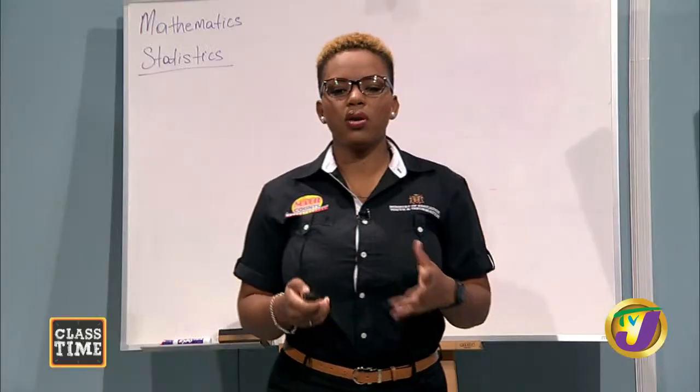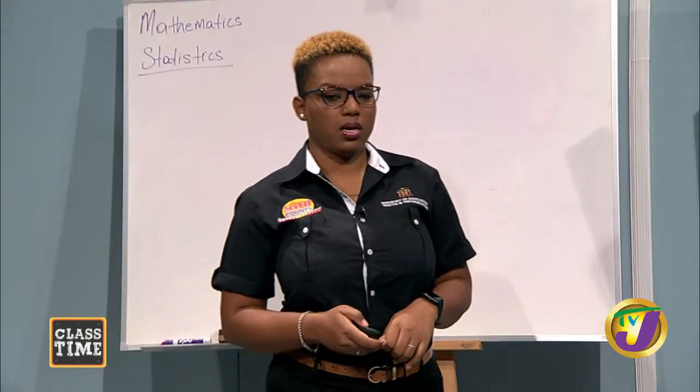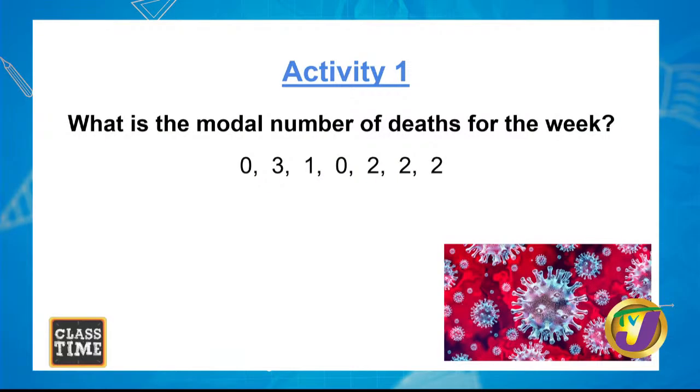So then what is the modal number of deaths for the week? In this case, you would see that 2 is the number that is most frequent. Therefore, the modal deaths for that week would be 2. Okay. Easy. I see 2 coming up most, so definitely.